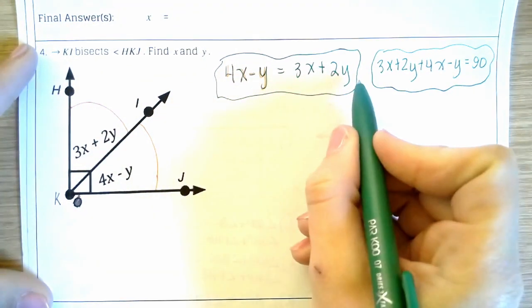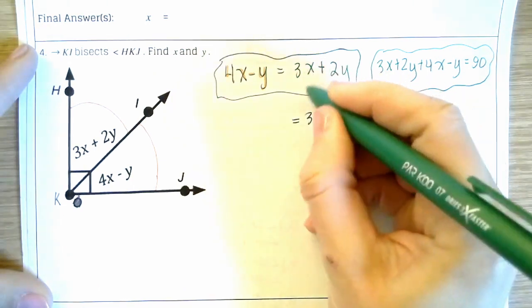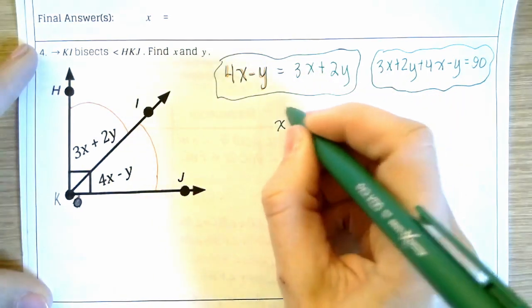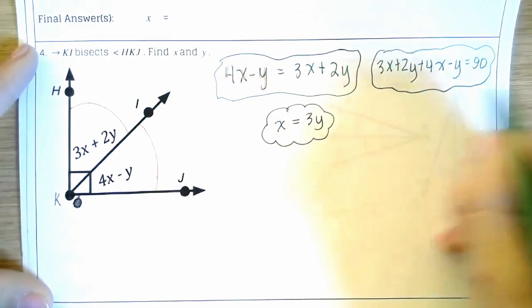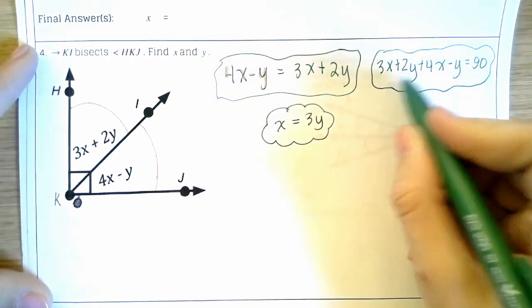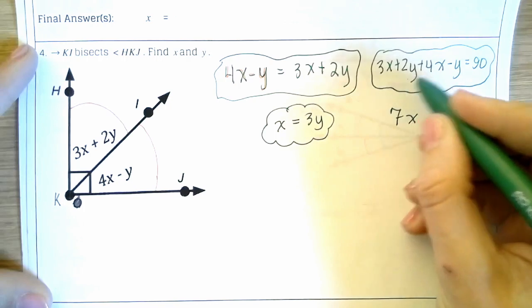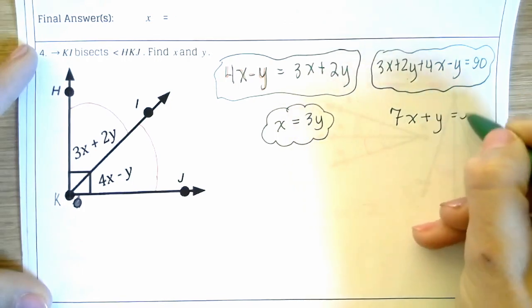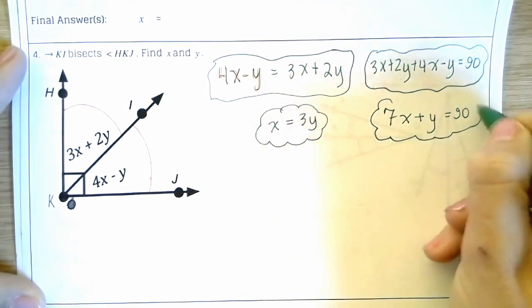I'll add this y over, so I have 3y. I'll subtract 3x, so I have x. That's pretty nice because I already know then what x equals. Did I mess up? No, I'm good, right? And then here, 3x and 4x, I get 7x. 2y minus y, I get y is 90. So it's the same equations. I just cleaned them up a little bit.